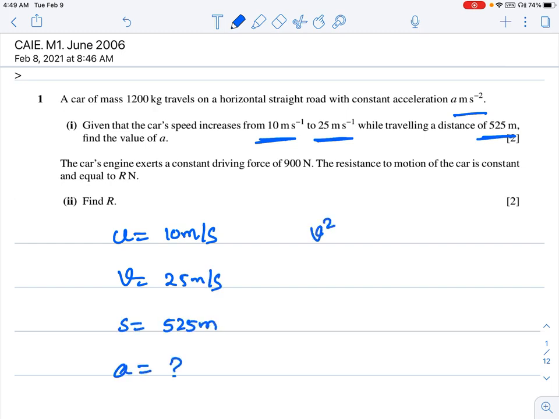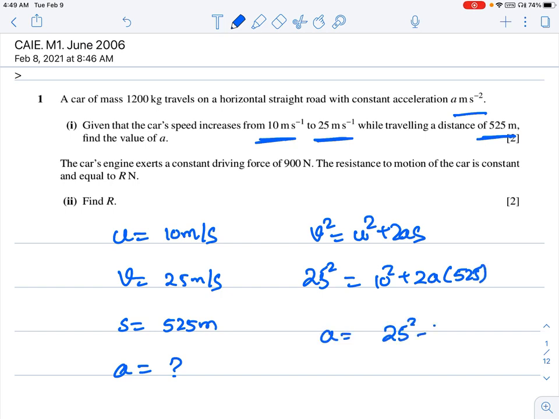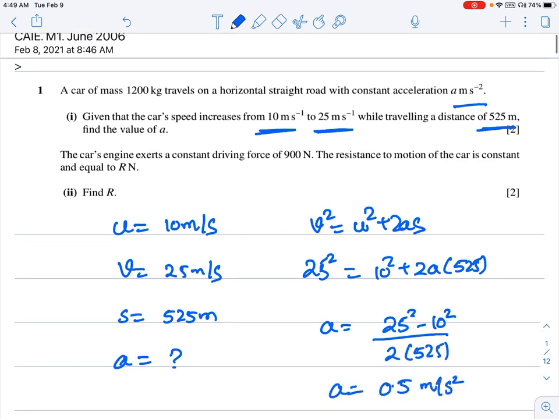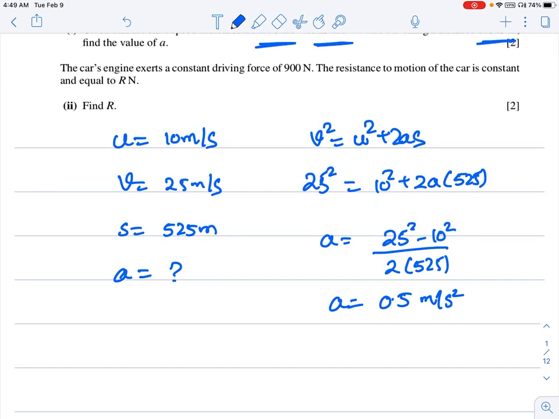So I use the formula v squared is equal to u squared plus 2as. 25 squared is equal to 10 squared plus 2 times a times s, which is 525. From that I make a the subject: 25 squared minus 10 squared, divided by 2 times 525, which gives me a as 0.5 meters per second squared. A very simple part. Coming to the second part.